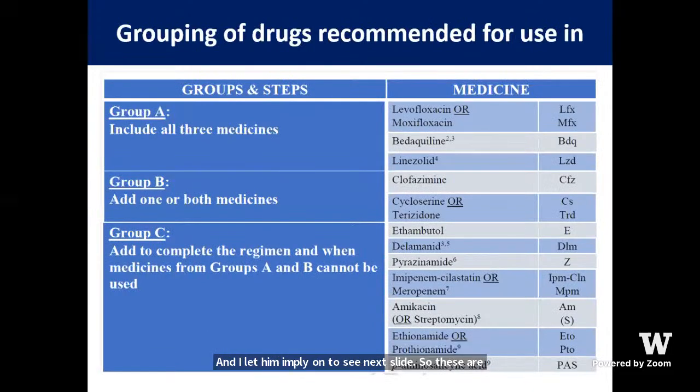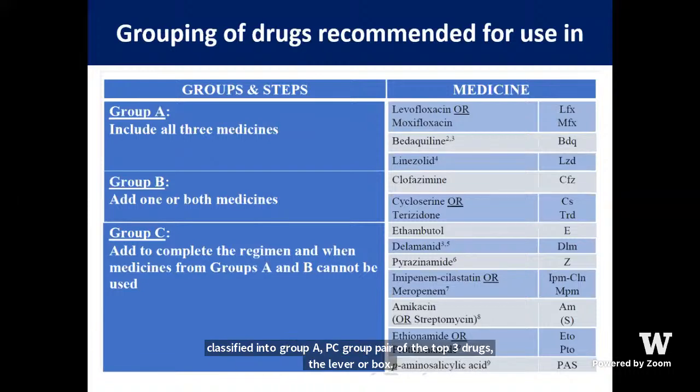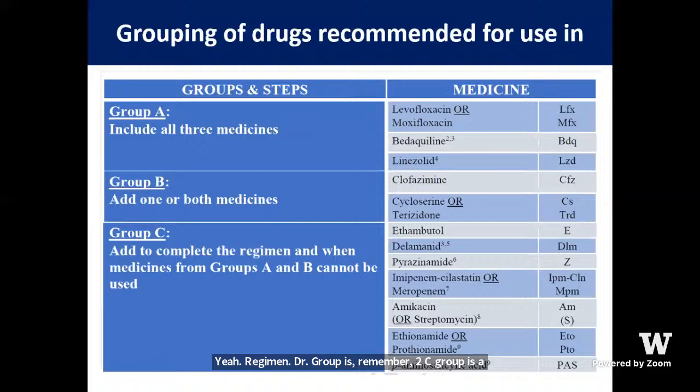So now coming to an important slide for the benefit of our colleagues. After so much meta-analysis and operational research and feedback, the MDR drugs are classified into groups A, B, C. Group A are the top 3 drugs: levo or moxifloxacin, that is the quinolone, bedaquiline, linezolid. These 3 are the first to be given in a DRT regimen. Group B, remember 2C: clofazimine, cycloserine. Terizidone is not available in India. Group C is all other drugs. They are all inferior to the top 5 drugs.